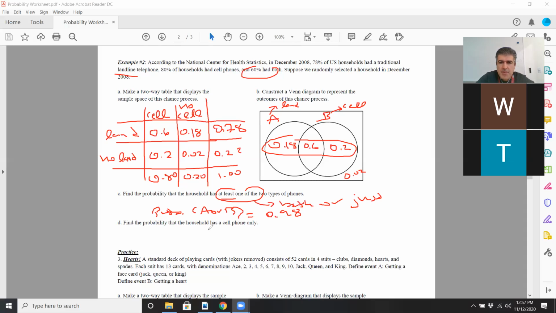Find the probability that the household has a cell phone only. So probably B, but no A. Well, that's cell phone, but no landline. That's going to be 0.2. So using a two-way table or a Venn diagram, either way would be fine.